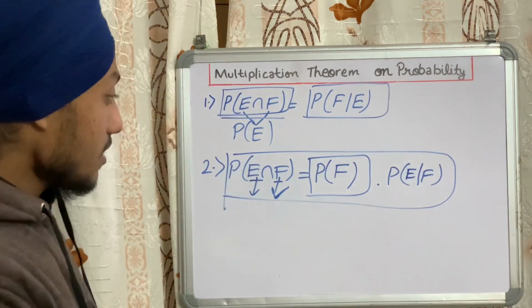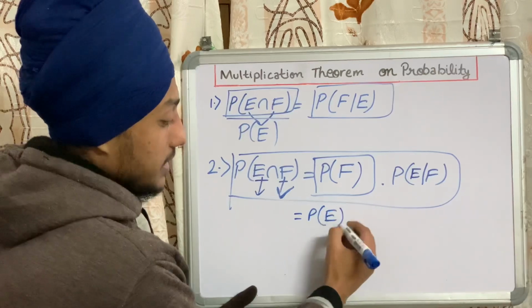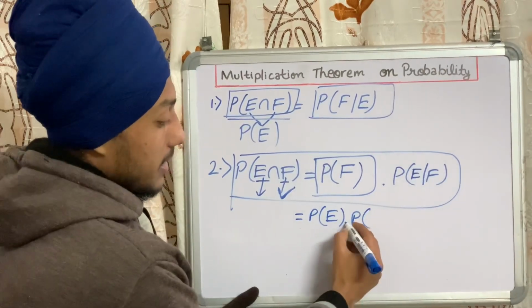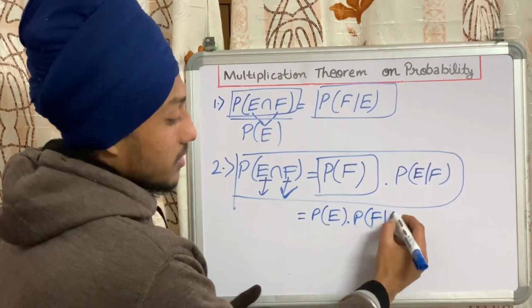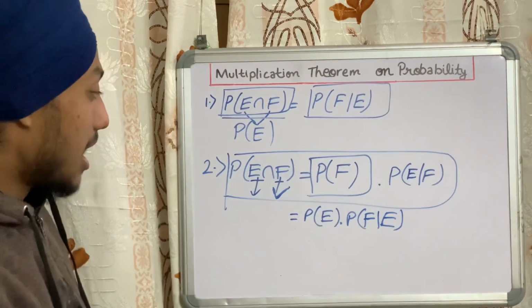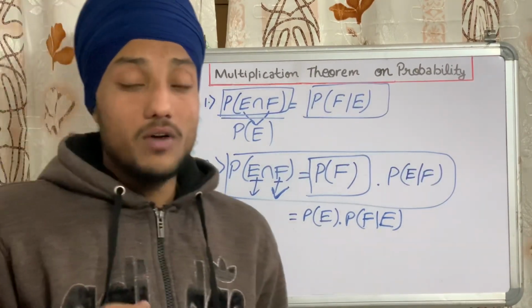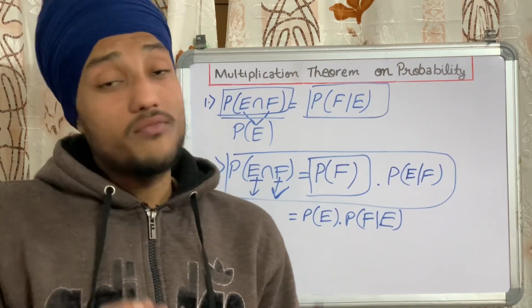So here we can also write P of E, dot, which implies multiplication, and then the probability of F such that E has already happened. So this is how we find the probability of occurrence of both events. We are actually finding probability.